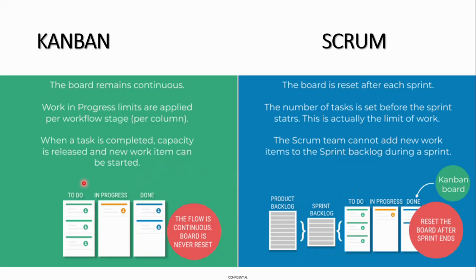And when the work is completed, the capacity is released and a new work item can be started. So when the work is completed, the capacity is released from the team. A new work item will be taken from the backlog to the to-do list. In Scrum, the team cannot add new work. So even if the work is finished, the Scrum team cannot add new work to the sprint backlog during a sprint. Once you start at the sprint meeting, you decide these are the 10 items you are going to do, and even as they finish one by one, they are not adding anything new unless the customer wants it and there is a major change with the customer.